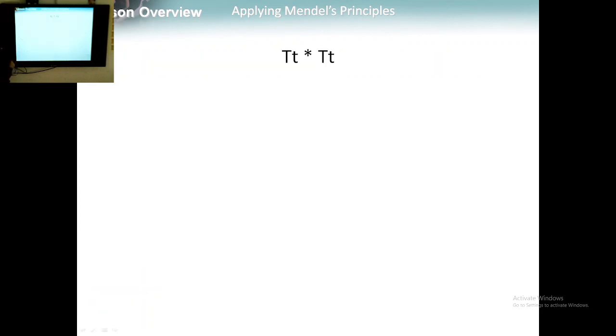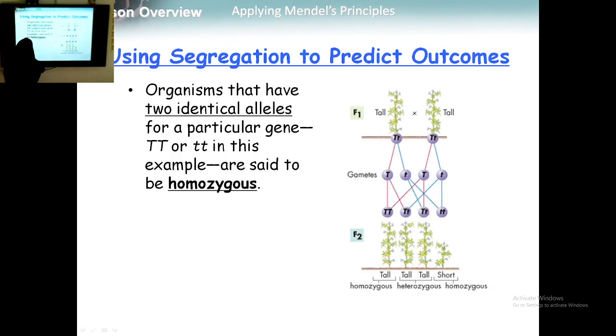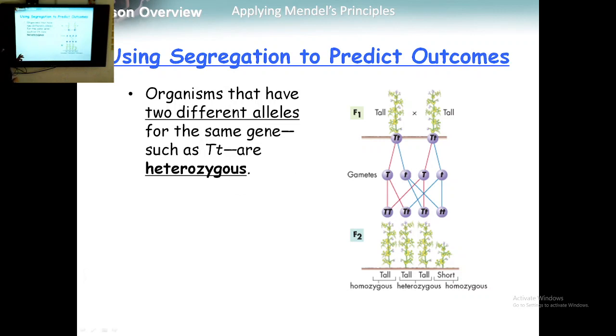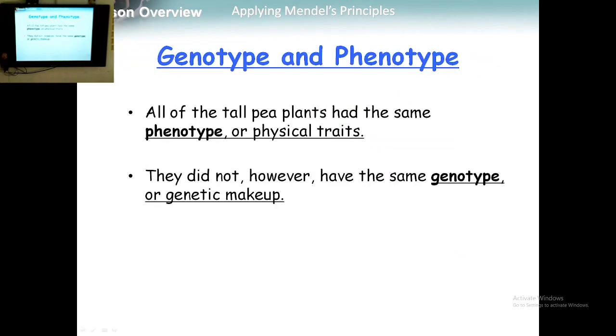Again, this is how we will do the mating. You have to segregate here and form that mating. Organisms that have two identical alleles for a particular gene, either T capital or T small, will be homozygous, and the one that contains T capital, T small, we call heterozygous. Okay?